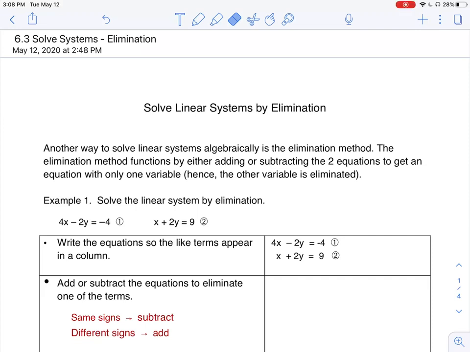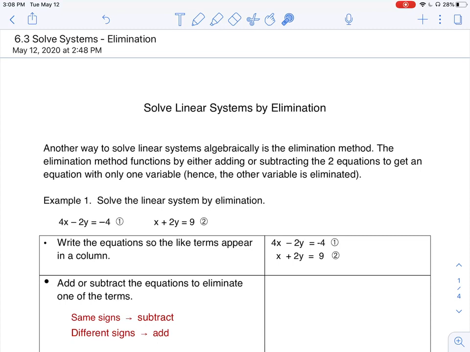Today we're talking about solving linear systems by elimination. Another way to solve linear systems algebraically is the elimination method. The elimination method functions by either adding or subtracting the two equations to get an equation with only one variable. So the other variable is basically eliminated.